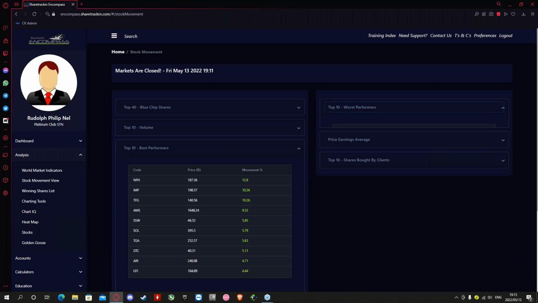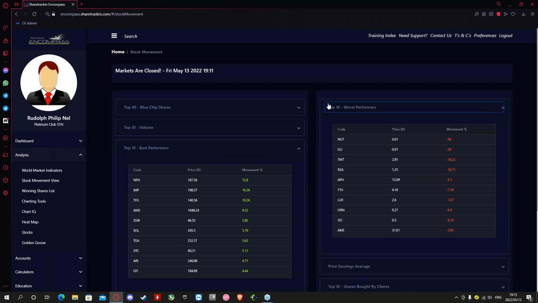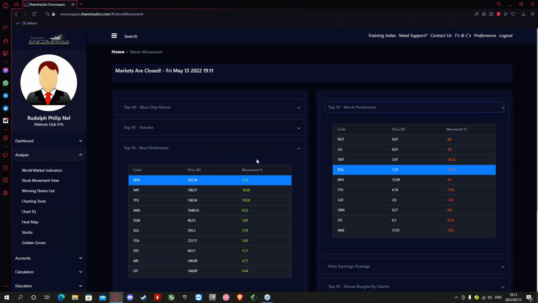Then your top 10 best and worst performers. Now these two lists only show you the best shares for the day and also the worst shares for the day. So if we look at the left hand side list, NPH would have been your best share for today with a price of 187.36 and a movement of 12.8% for the day. So that's the best overall performer for the day.